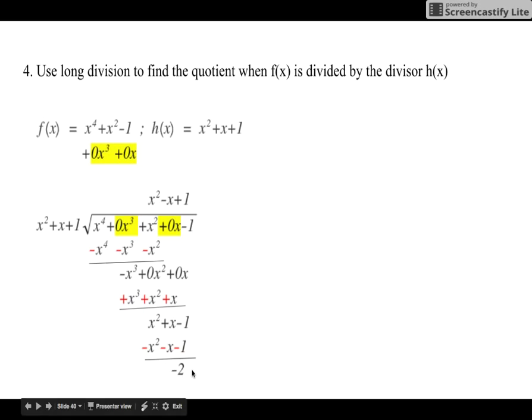So what does this tell us about the problem? Well, we know that the divisor h of x is not a direct divisor of the dividend. So we're not going to write it out for now, but we know that this quotient times this, with then some remainder involving 2, will give us the dividend.